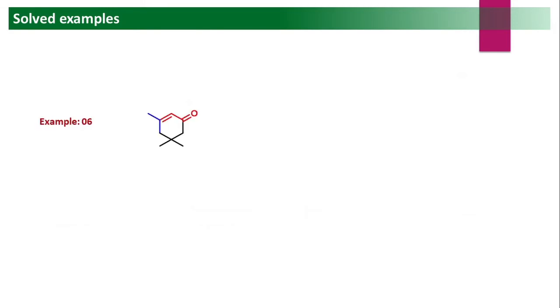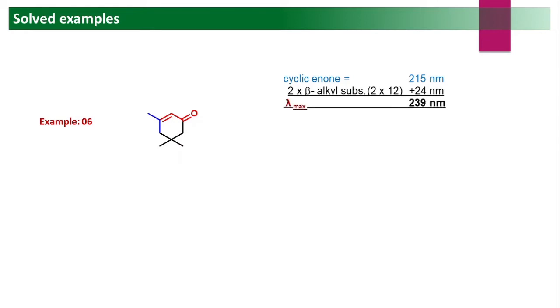Sixth example, suppose this is the system. This is an enone system, and there is no extra conjugation. This is a 6-membered ketone, so the base value is 215 nanometer. This is alpha and beta. At the beta position, there are two R substituents, so we have to add 2 into 12, that is 24 nanometer. So the total value will be 239 nanometer. The experimental value is 238, so close to our answer.